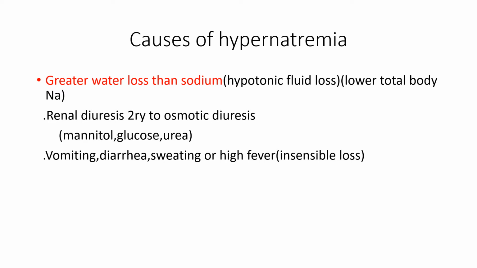Third category that causes hypernatremia is greater water loss than sodium. That's called hypotonic fluid loss. And here there is lower total body sodium. And this occurs in renal diuresis, secondary to osmotic diuresis, namely mannitol, glucose, and urea. Also, it may involve vomiting, diarrhea, sweating, or high fever, namely due to insensible loss. Because all these fluids are hypotonic in relation to the plasma.